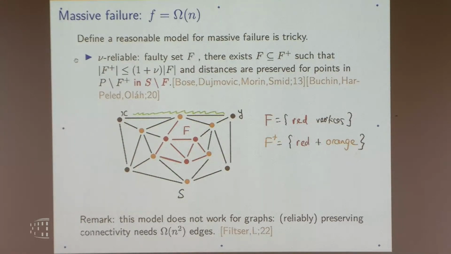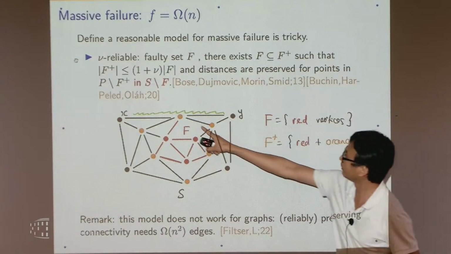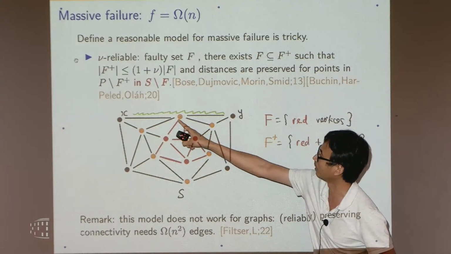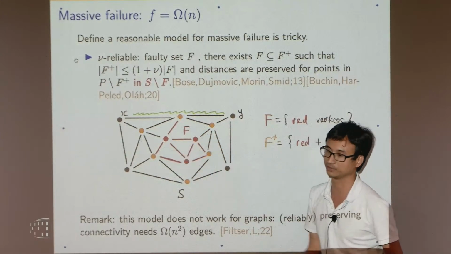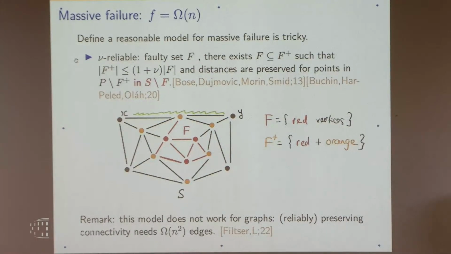And for the safety zone, you are allowed to use dangerous vertices, but you are not allowed to use faulty vertices, because they are faulty and you wouldn't be able to use them. So this is an interesting model, and you can get something. But remark that this model doesn't work for graphs. We show that if you apply this definition to graphs, the best you can do is a square lower bound. So really, you have to be very careful with the model of fault.